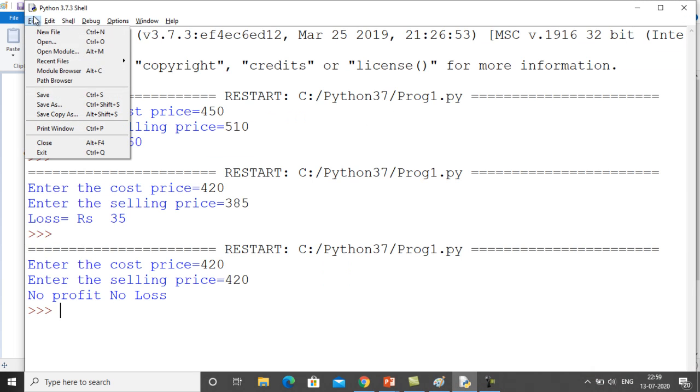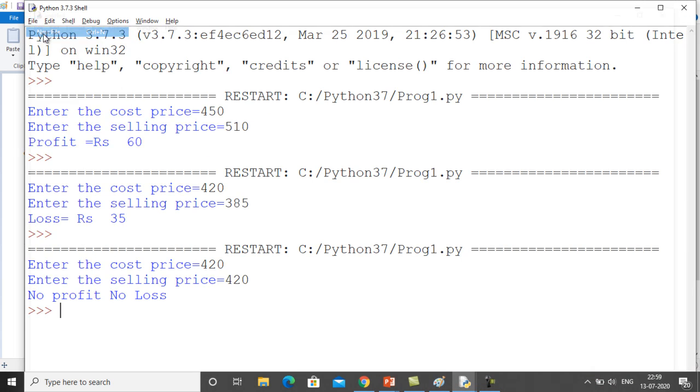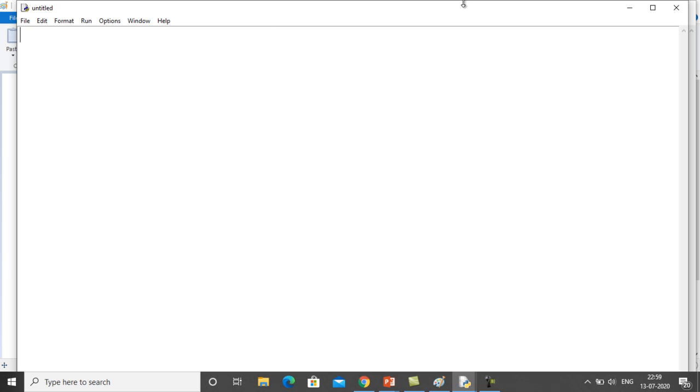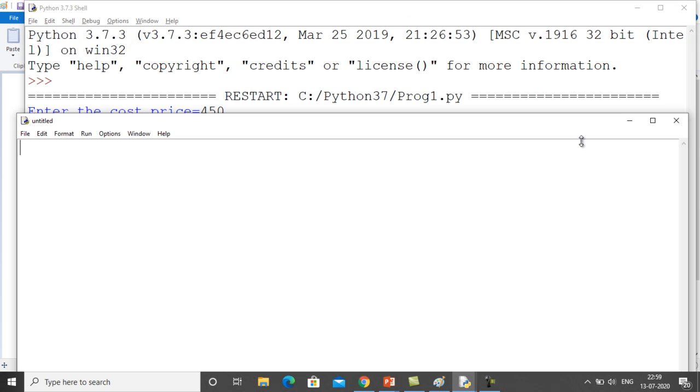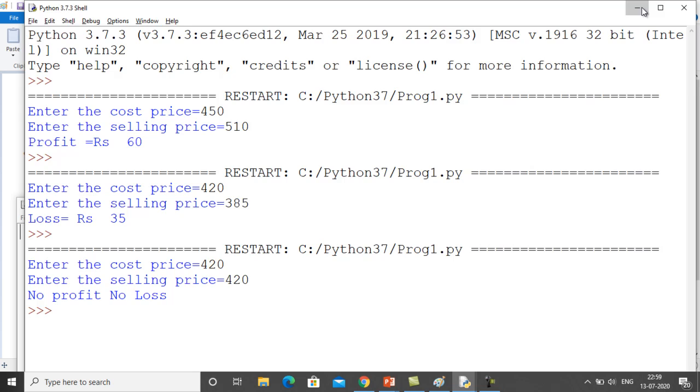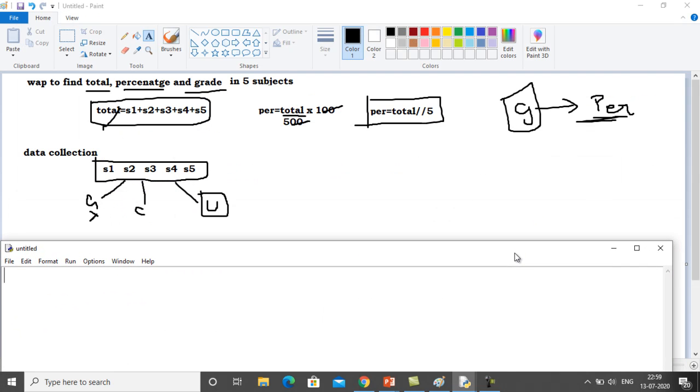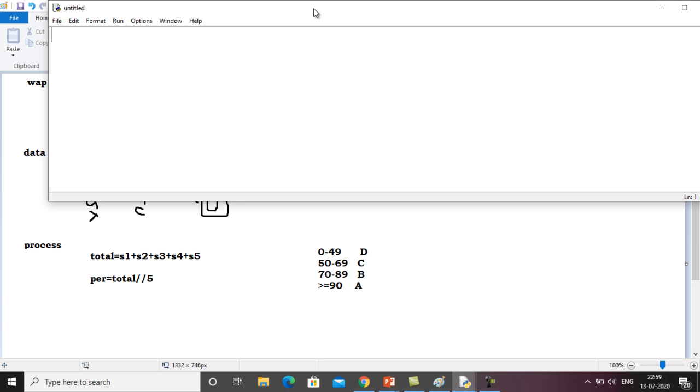Okay, and I will open a new file first, right? So this is a new file. So let's write the code. First of all, we have to take the value of all the 5 subjects. Because in data collection we have to first take the value of S1, S2, S3, S4, S5. We have to take all values of all the subjects from the user first.